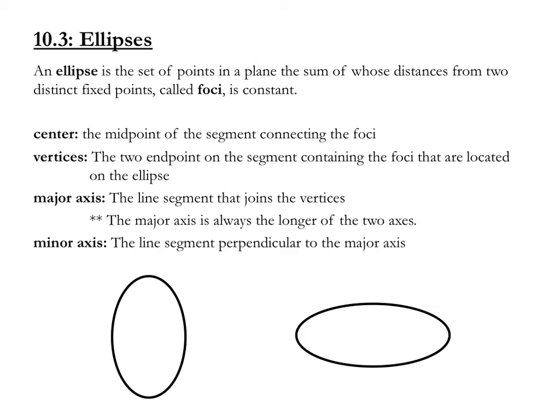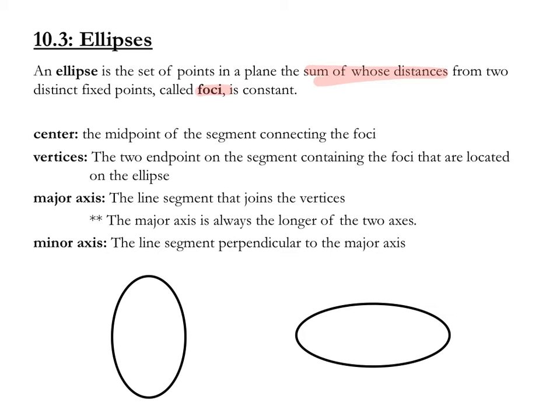So the definition of an ellipse is a set of points in a plane, the sum of whose distances, that's represented by the string, from 2 distinct points called the foci, that was represented by the toothpicks, is constant. So that string stays the same all the way around, and it stays the same total distance away from the foci points, which is what makes the ellipse.